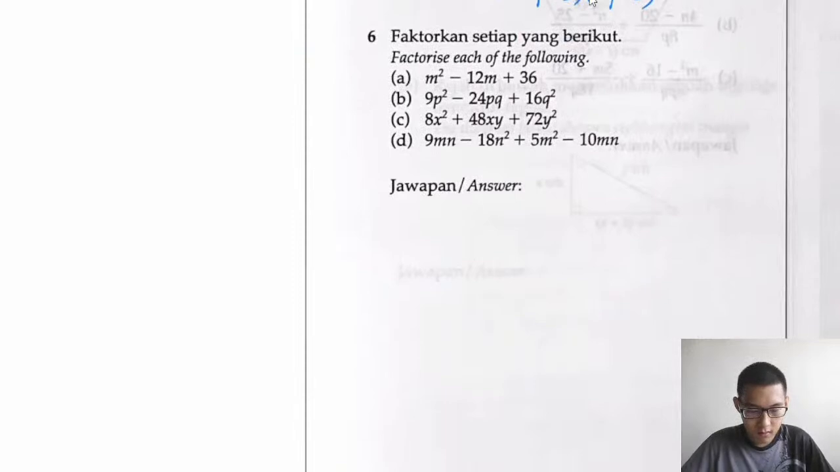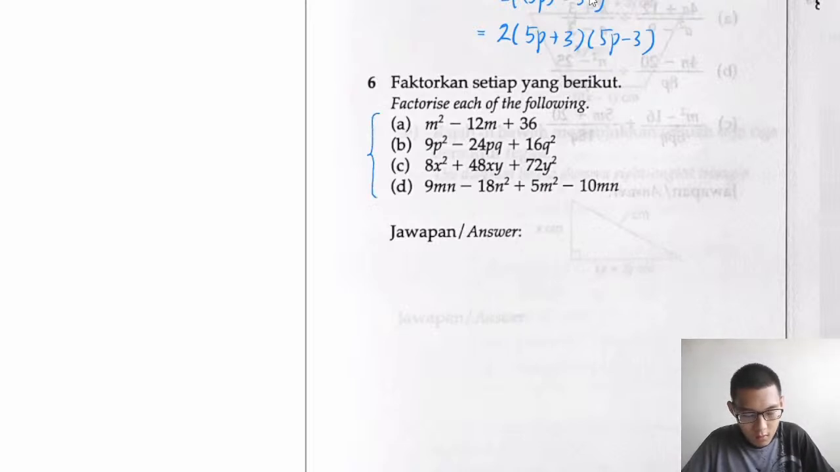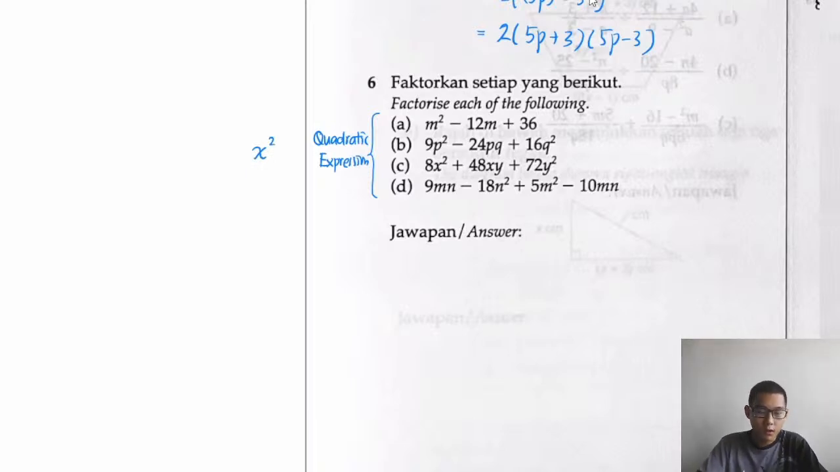Okay, question 6, factorize each of the following. This one may have some difficulties because there are 3 different terms. One is a square, one is a well. Actually, this one we call quadratic expression. Why do we call it a quadratic expression? Because it has an unknown with power of 2. So we call it quadratic.